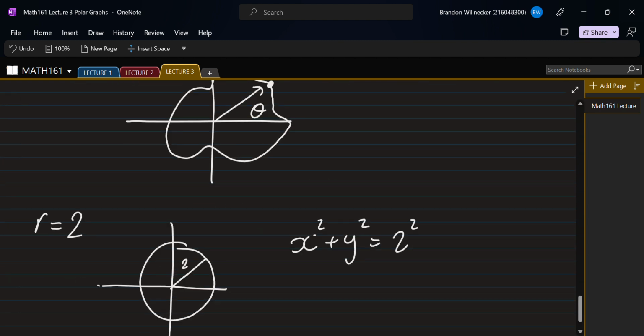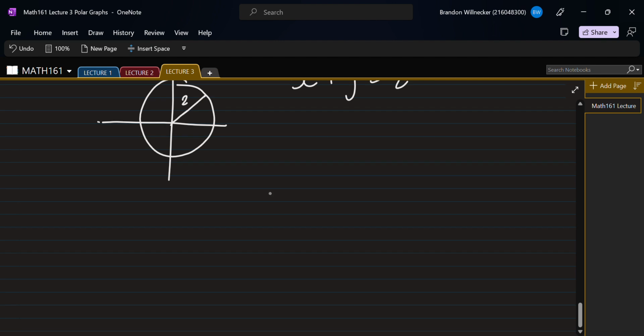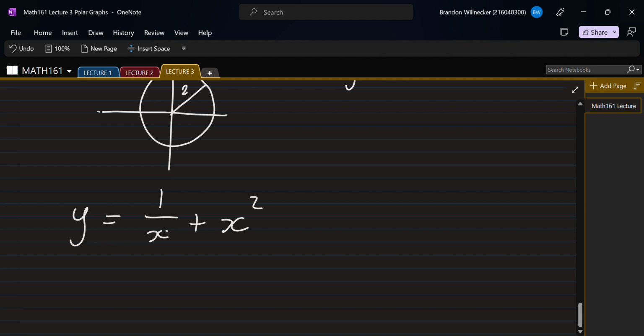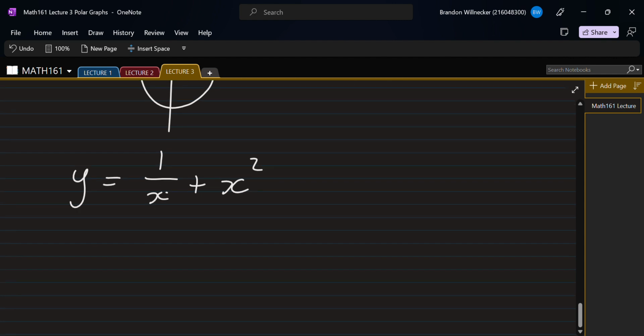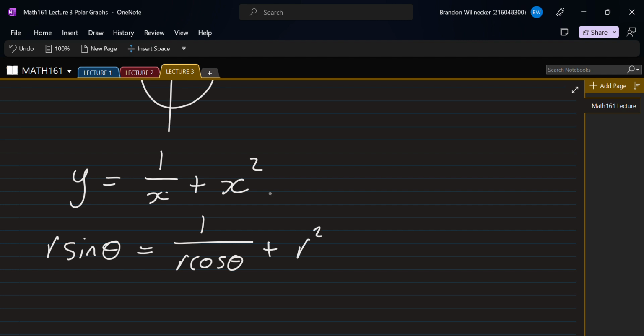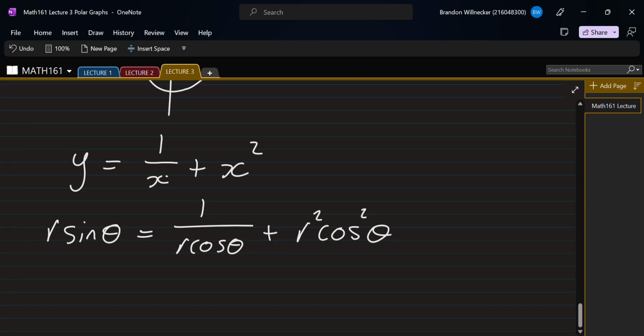Okay, let's look at one more example. So let's say we have y is equal to 1 over x plus x squared. So a hyperbola added to a parabola. We want to know what does this look like in polar form. So instead of y as a function of x, we want r as a function of theta. So we make our substitution as we've been doing. So r sine theta equals 1 over r cos theta plus r squared cos squared theta. So we end up with something like that.